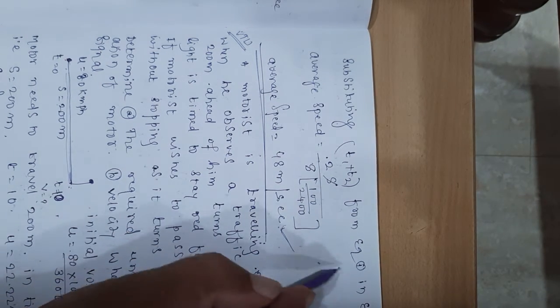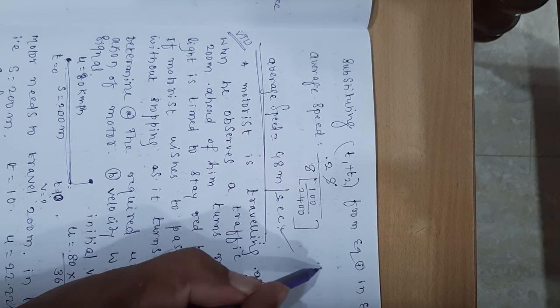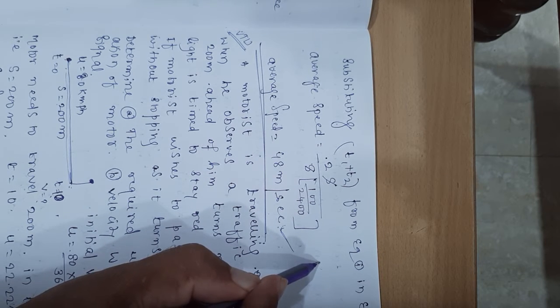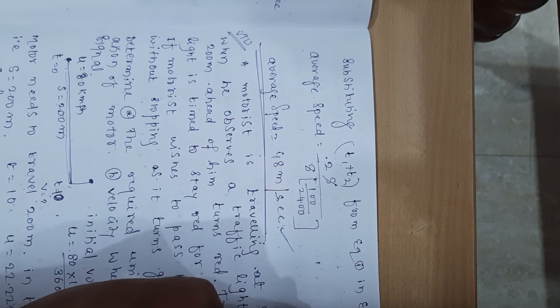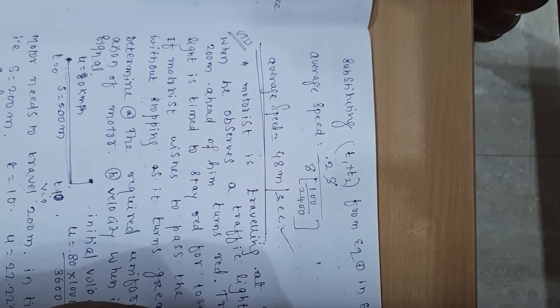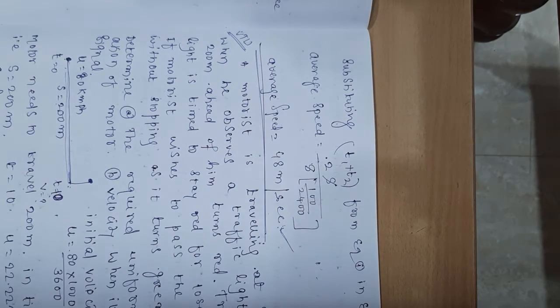Did you get it or not? So what is the concept here? The total distance travelled divided by the total time taken. If it is moving with uniform velocity or uniform speed, that is nothing but the average speed.